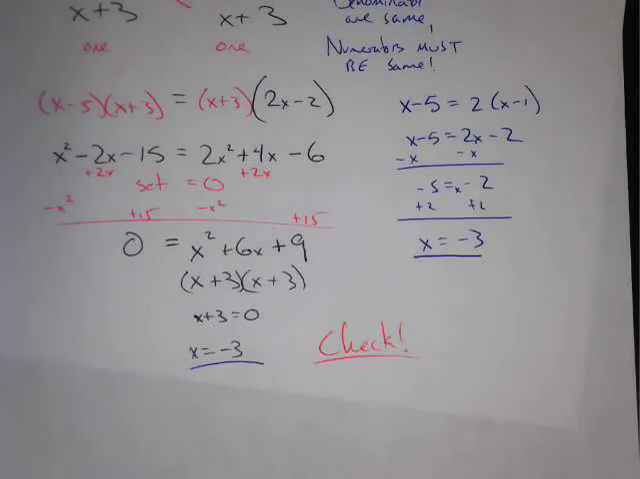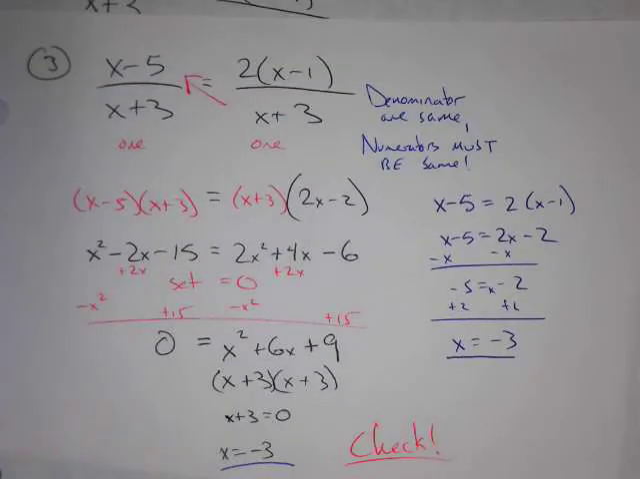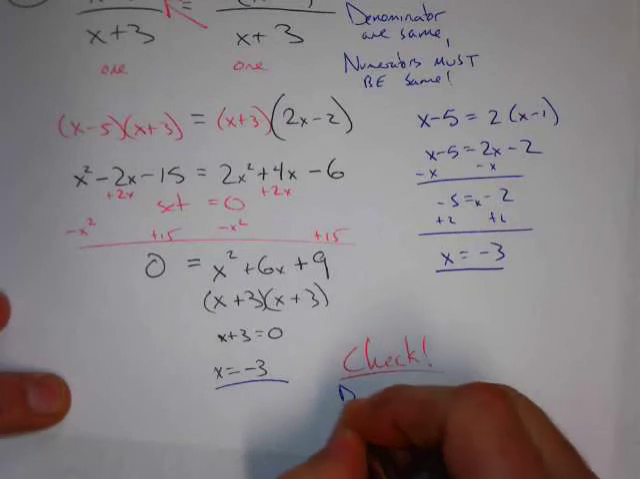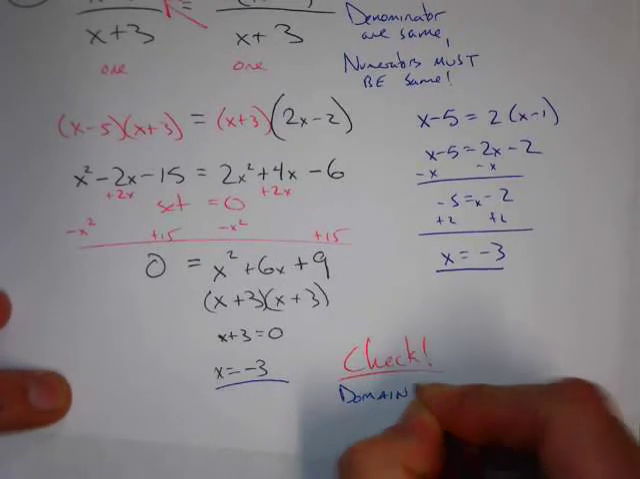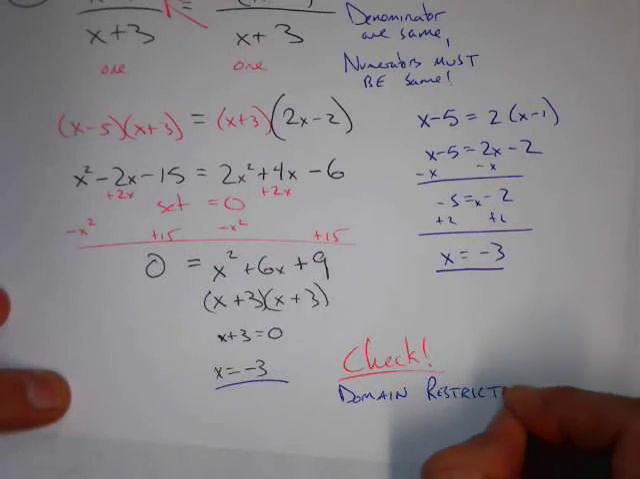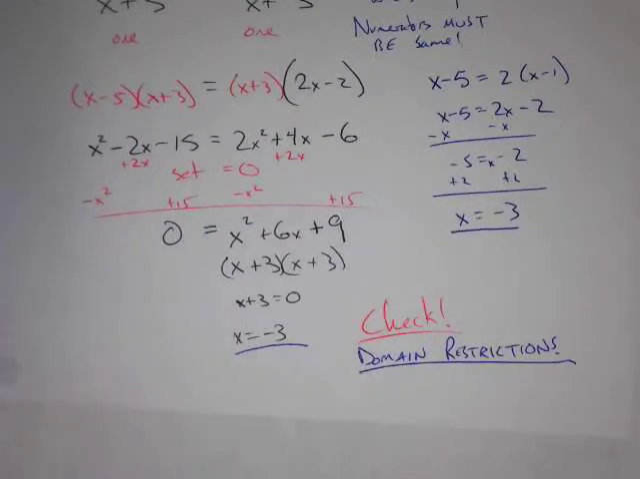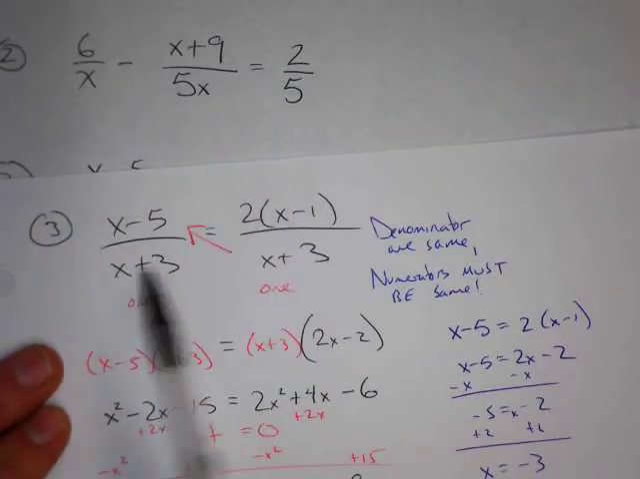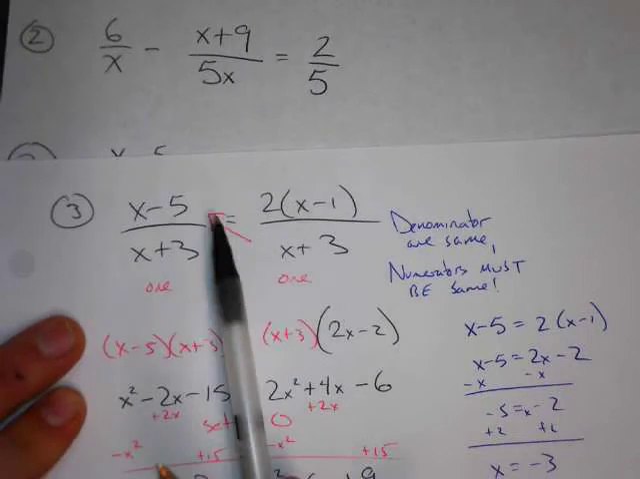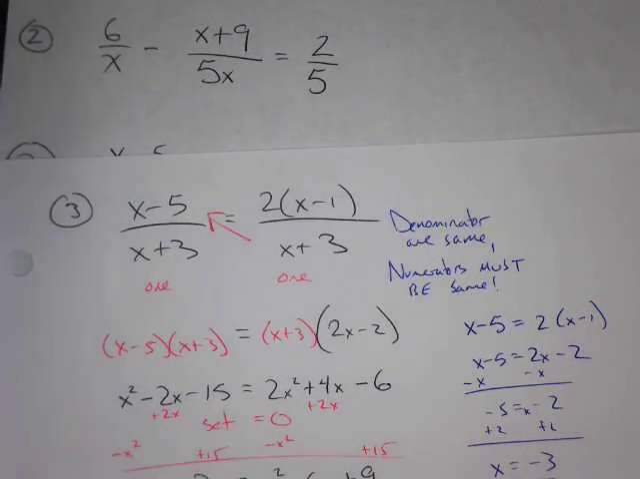Check for what? Check for domain restrictions, okay? So we have to look for domain restrictions. Right now we're saying x is equal to negative 3, right? But we check for domain restriction. Is any denominator anywhere equal to 0? So we look at our original expression. We have a denominator. We're saying the denominator is x plus 3.